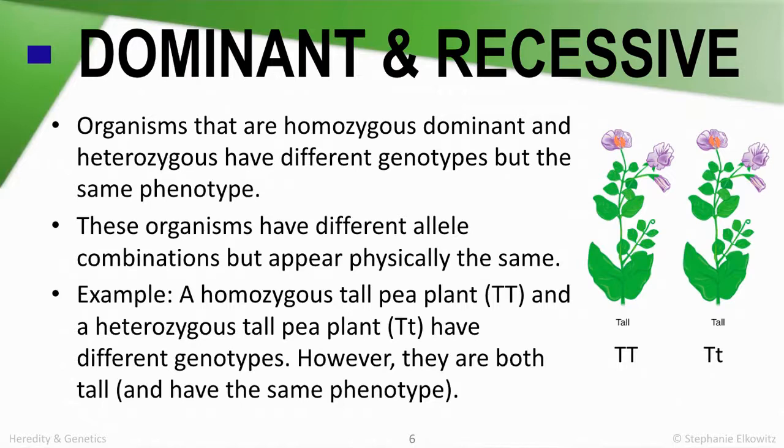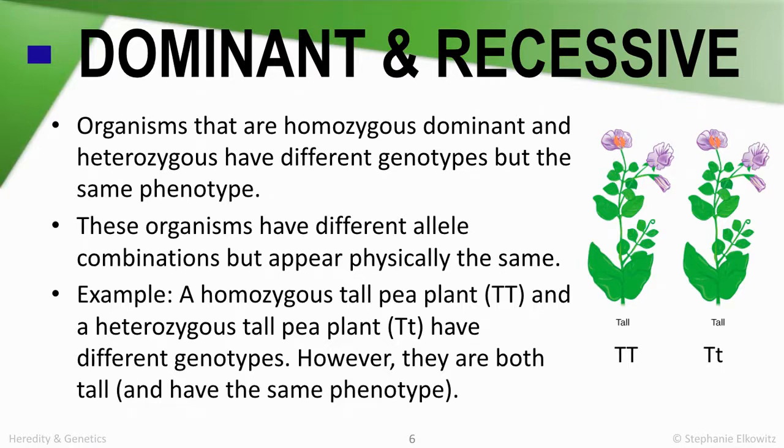Now, organisms that are homozygous dominant and heterozygous have different genotypes, but you still see that same phenotype. And this is because this is the dominant trait taking over. As long as there is one capital letter, as long as one of us, either you or me, is yelling the word tall, it's going to be a tall plant. If I yell tall and you whisper short, you're going to hear me. It's going to be tall. If I yell tall and you yell tall, well, we're both yelling the same thing. You're going to hear the word tall. So these organisms can have different allele combinations, but look the same.